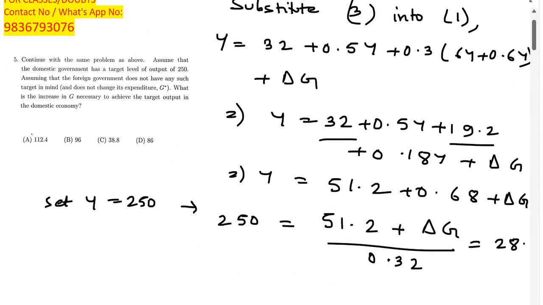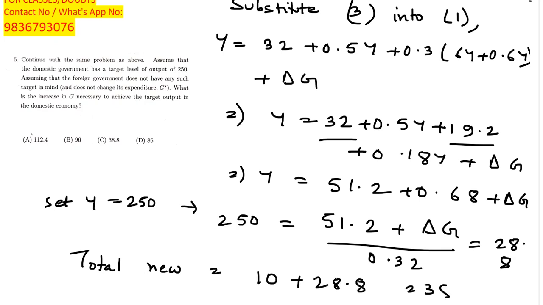28.8. Now what will the total new G be? 10 plus 28.8, so 38.8 will be my correct answer, because there is an increase in G. So option C is your correct answer.